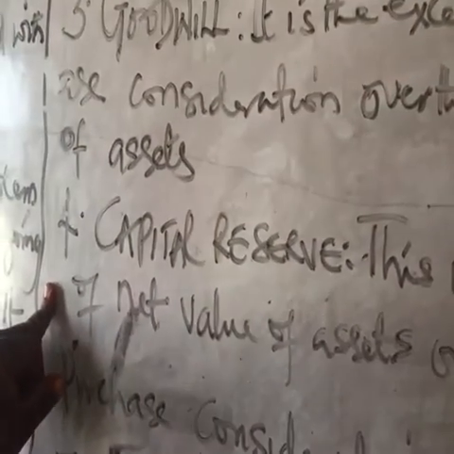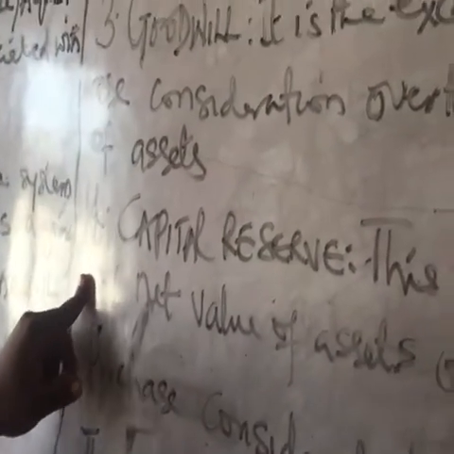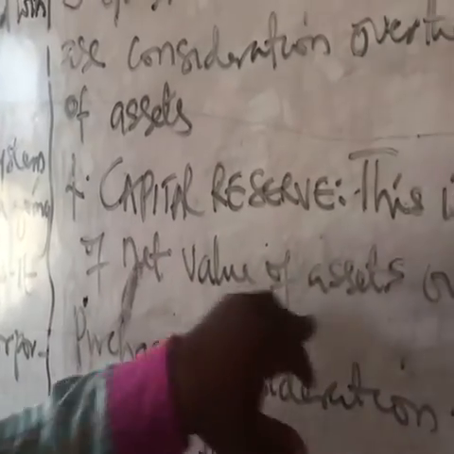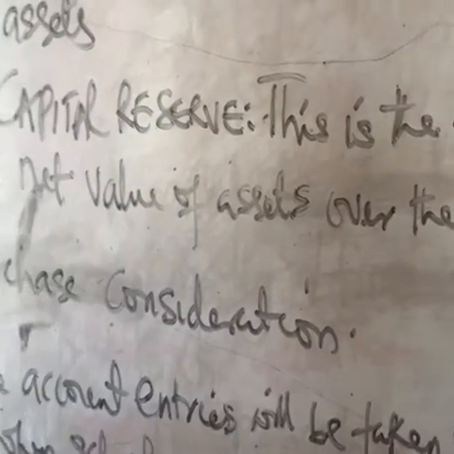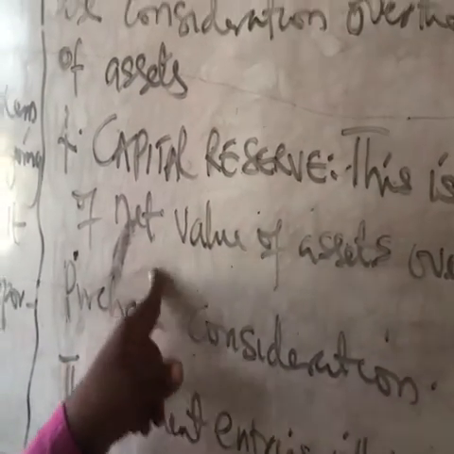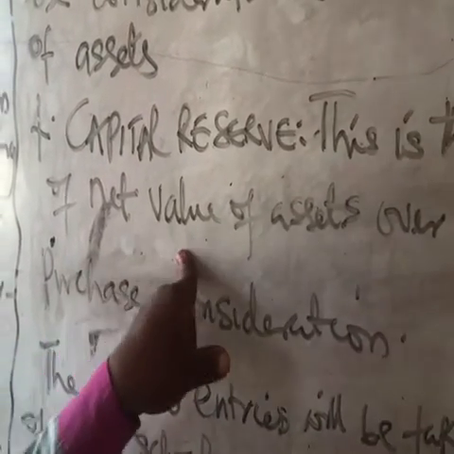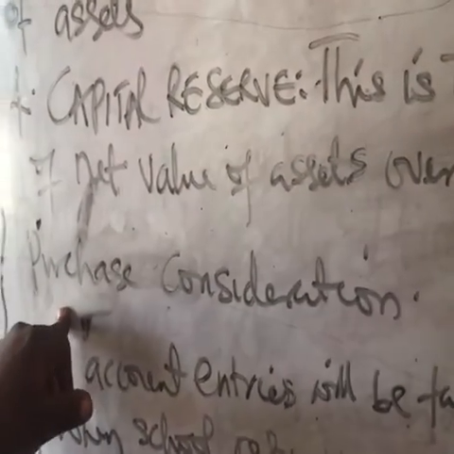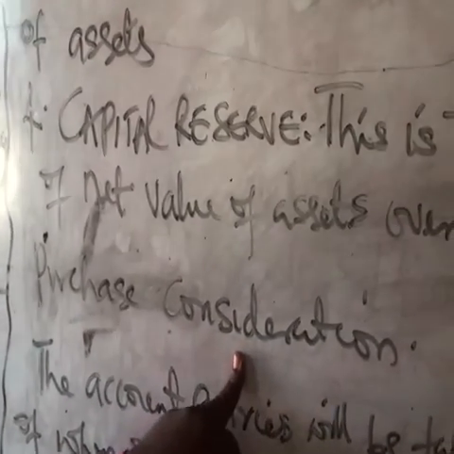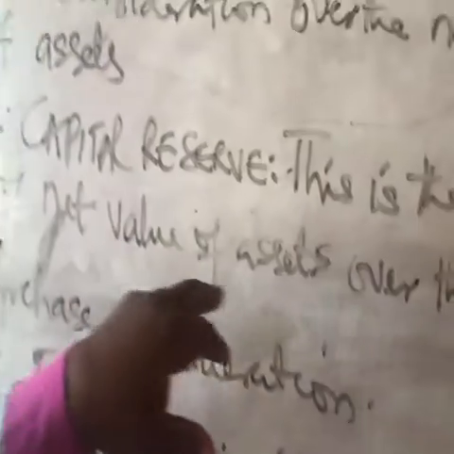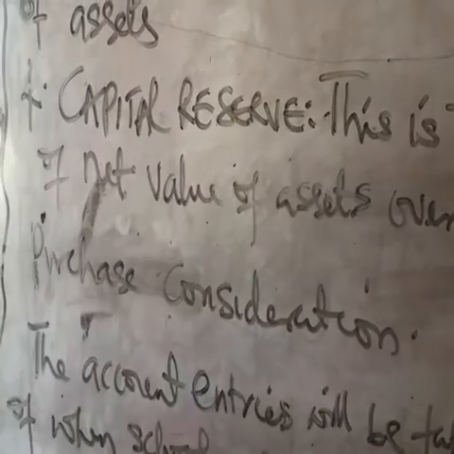Now, number four, I have capital reserve. Capital reserve is the excess of net value of assets over the purchase consideration. What this means is that you have to know the net value, that is after depreciation and all those other expenses have been removed from the value of the asset. You now find out what that is against the amount that the buyer is willing to pay, which is the purchase consideration. The difference between the net value of the asset and the purchase consideration is the capital reserve.